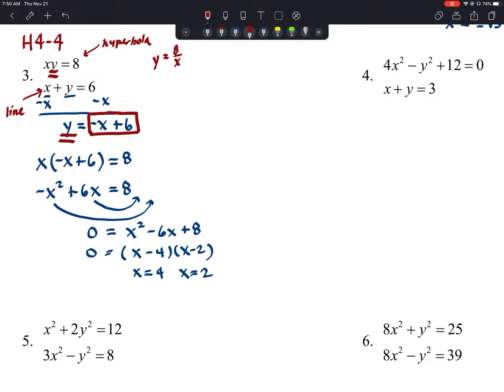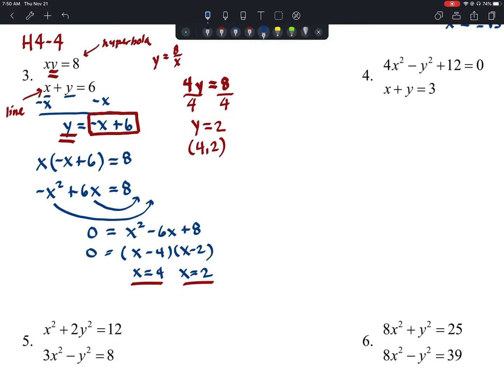We're going to take each of those and plug them into either of the equations. And when you look at your equations, they're both pretty easy. Let's just plug in the 4 into the first one. I have 4 times y is equal to 8. When I divide both sides by my 4, I'm going to get y is equal to 2. So I get that solution 4, 2.